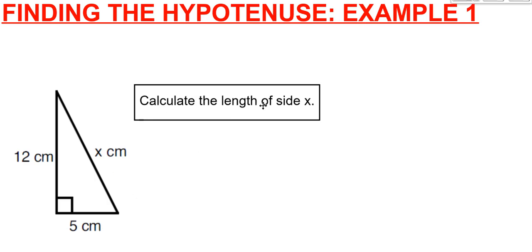So calculate the length of side x. So x is the hypotenuse. The hypotenuse is always opposite to the right angle, by the way. So going back to what we said earlier, the hypotenuse is going to be the square root of 12 squared plus 5 squared.